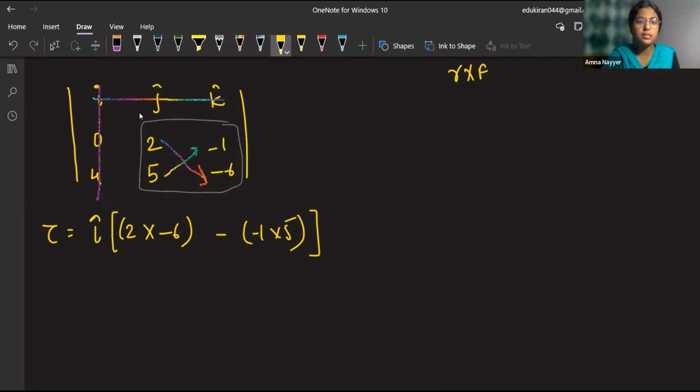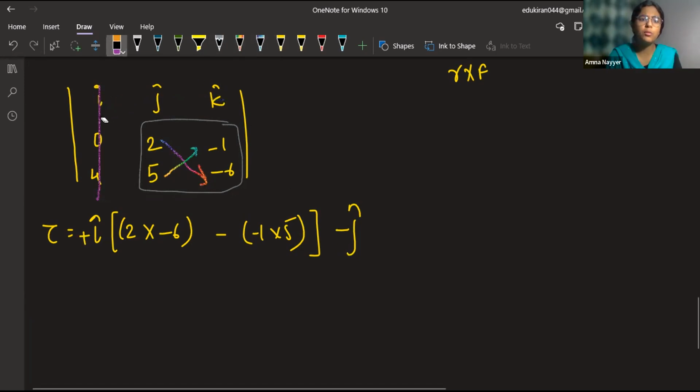I'll repeat it. 2 multiplied by minus 6, and I'll write the number separately. So 2 into minus 6, and you have 5 into minus 1. Two diagonals I've made, 2 into minus 6 and 5 into minus 1. Subtract them. So 2 into minus 6 minus minus 1 into 5. 2 into minus 6 is one quantity. 5 into minus 1, subtract it. When you are writing about J cap, just put a minus J cap. Here I have written plus I cap. Here put minus J cap and go by the same thing.